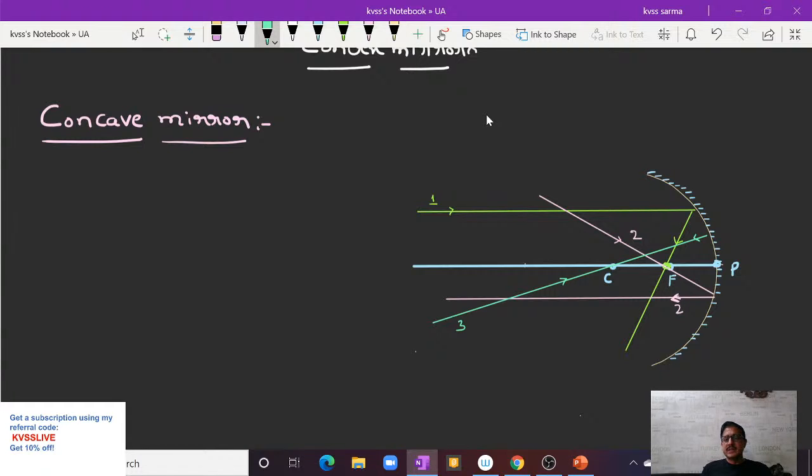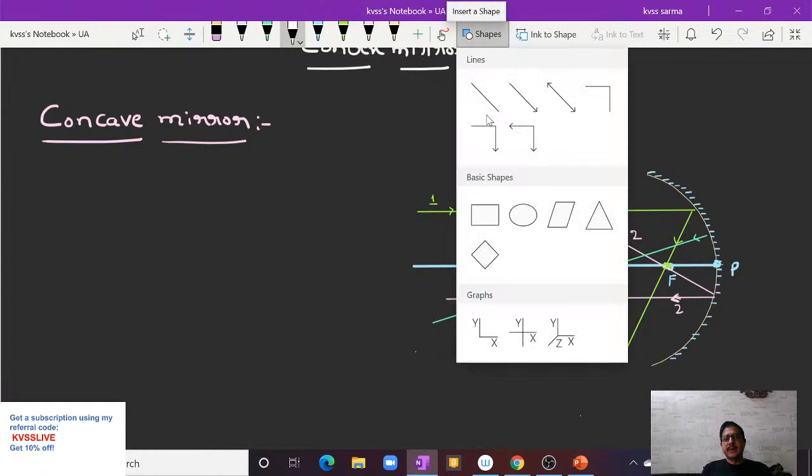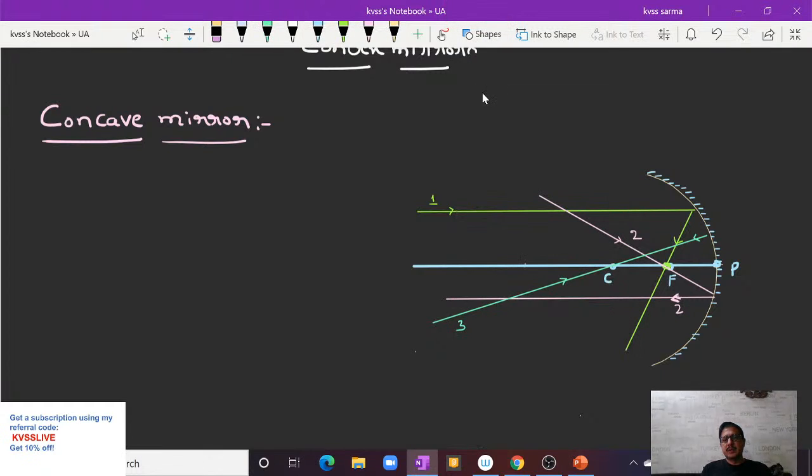The next one is the light ray falling on the pole will be reflected symmetrically. The light ray falling on the pole will be reflected symmetrically. Okay. So like this.